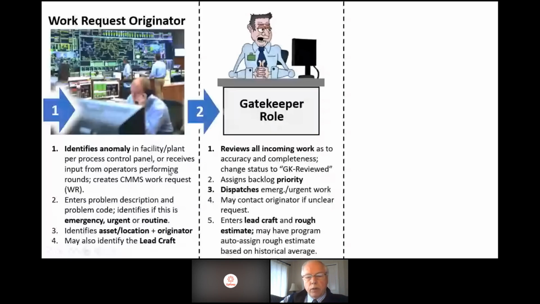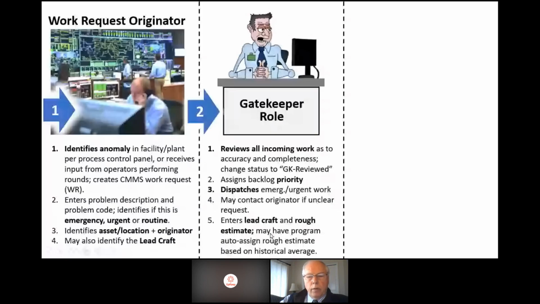If the lead craft was not entered, he's going to enter it along with a rough estimate. I'm going to repeat that. The gatekeeper would not only review incoming work, but enter a rough estimate. Again, very few organizations are doing this, but if you have a pen and paper, you're taking notes, this is one of the key elements for success in this new design, is to have that rough estimate.